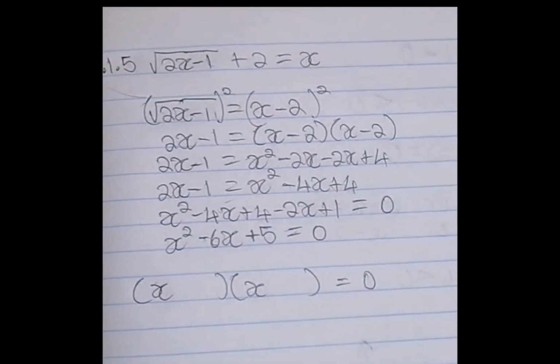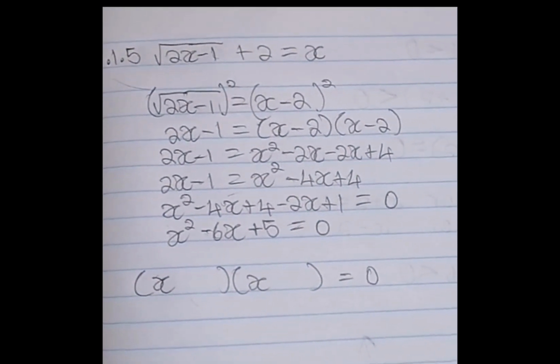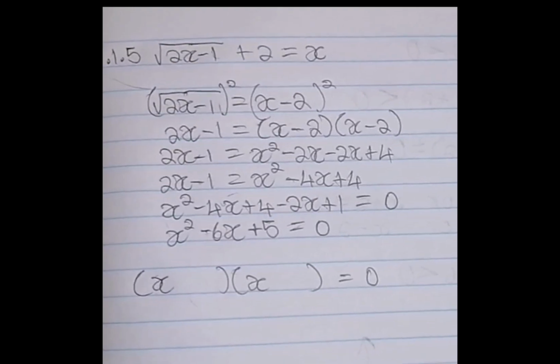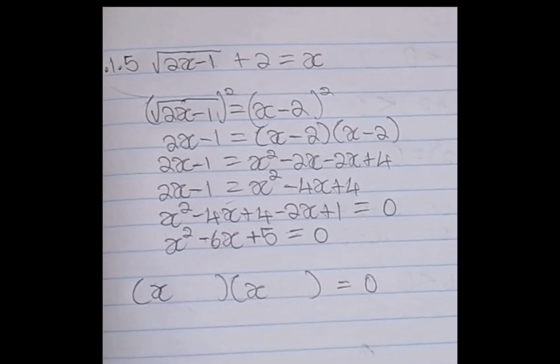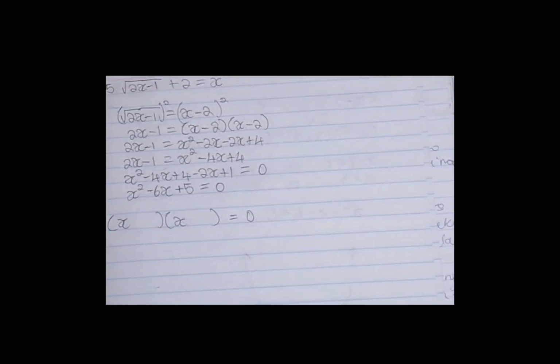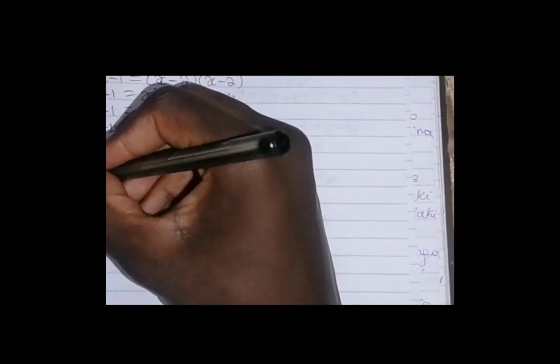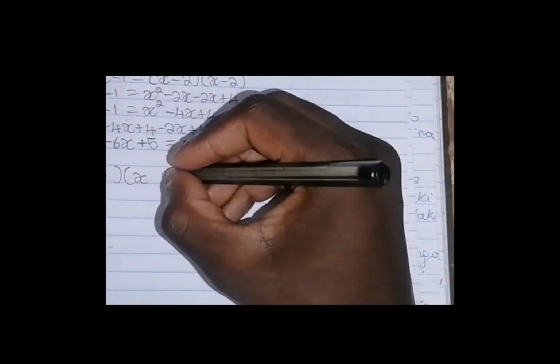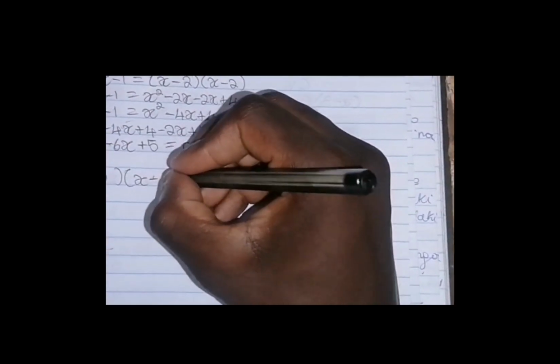Now again, you'll look for two numbers. When you multiply them, they give you positive 5, and when you add them, they give you negative 6. Now because here there's a positive and here there's a negative, it means that both of these values are going to be negative, as negative multiplied by negative is positive, and negative plus negative is also negative. So the two values, it's 5 and 1, so we're going to have negative 5 and negative 1.